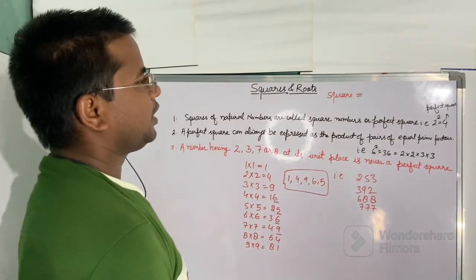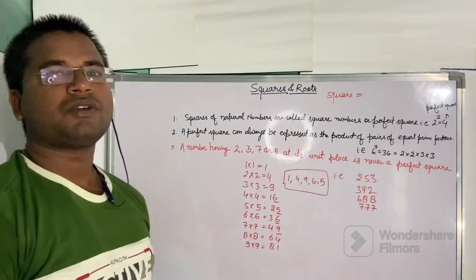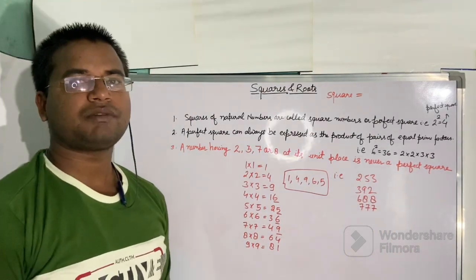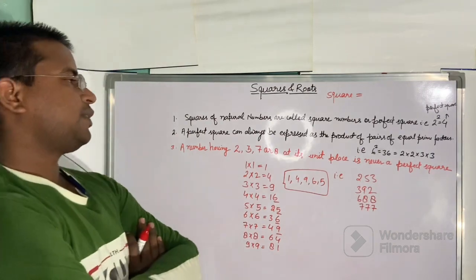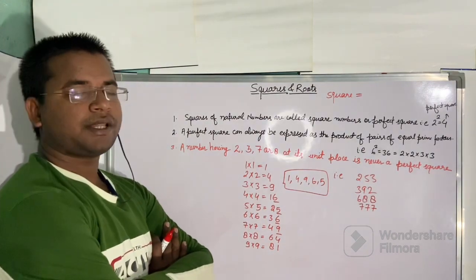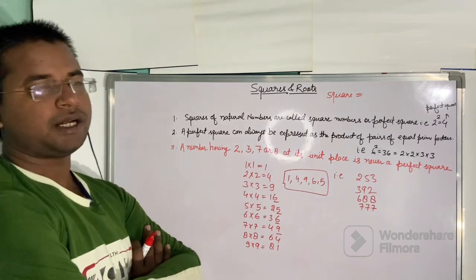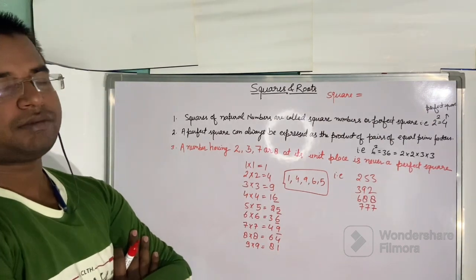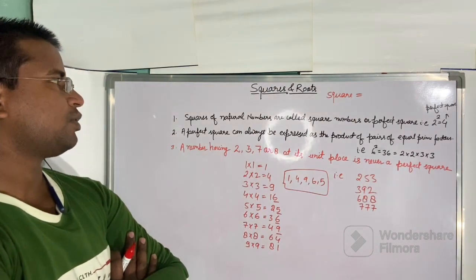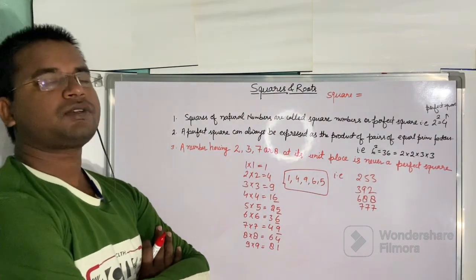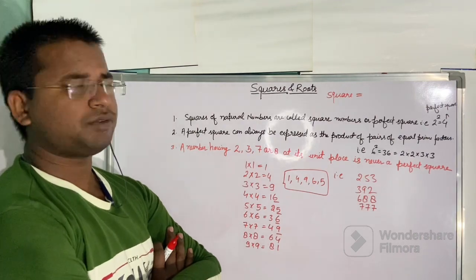So there are some basic rules which are very important when we are studying squares and roots. First we understand and learn the formulas and concepts. After that we solve some problems of squares and roots. So our today's topic is squares and roots.